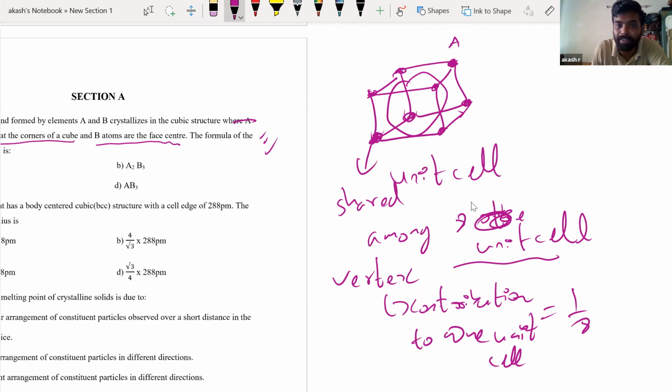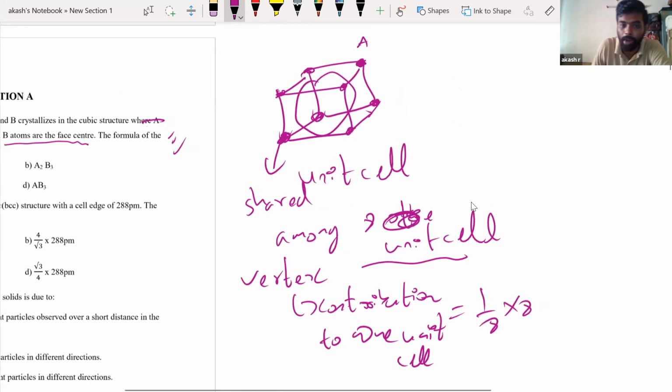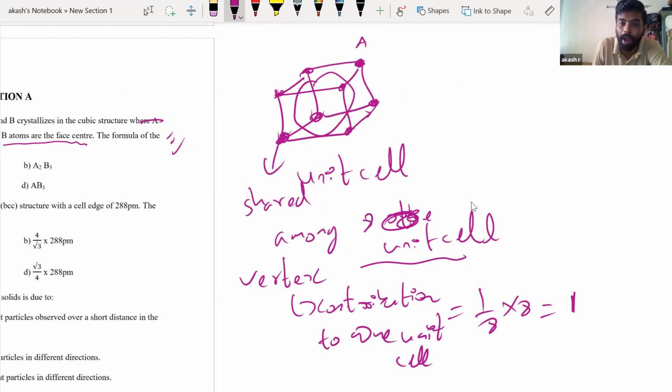Now obviously, one point contributes 1 by 8. How many such points do I have? Obviously I have 8 points. So I have 1 A atom per unit cell, because at all the corners I have A, the contribution of one vertex point is 1 by 8, and I have 8 such points. So I have 1 A atom. Now that is what is given in this question.